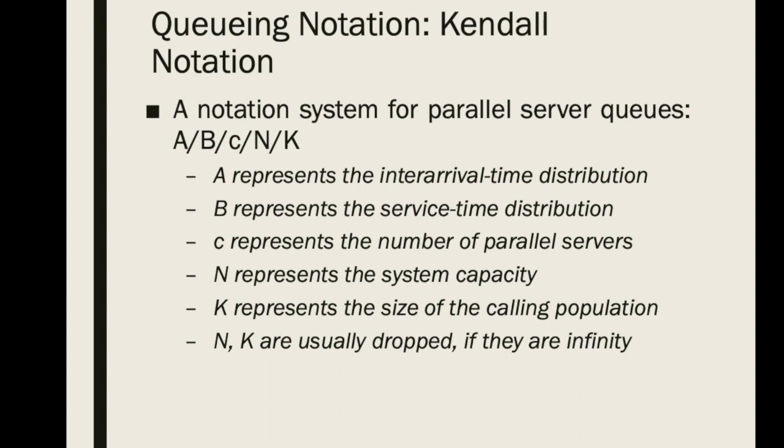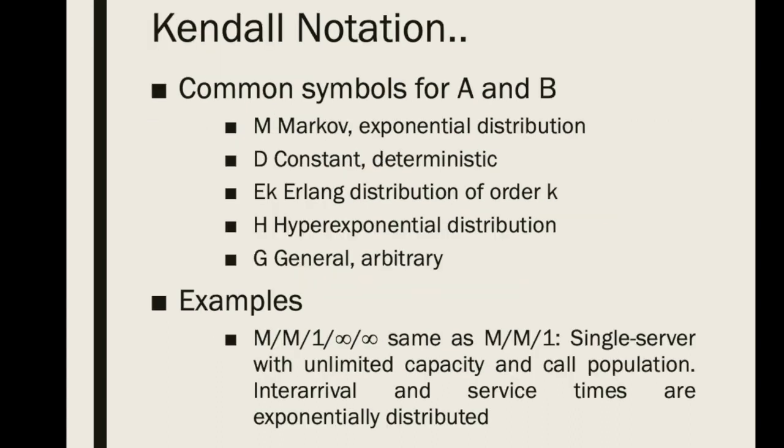Normally, to start with, we will take C equal to 1 and N and K, that means the system capacity and the calling population, to be infinity. In that case, if both of them are infinity, we drop these two symbols. So we can then write A slash B slash C. And let's see, A, B, C also have different notations and symbols.